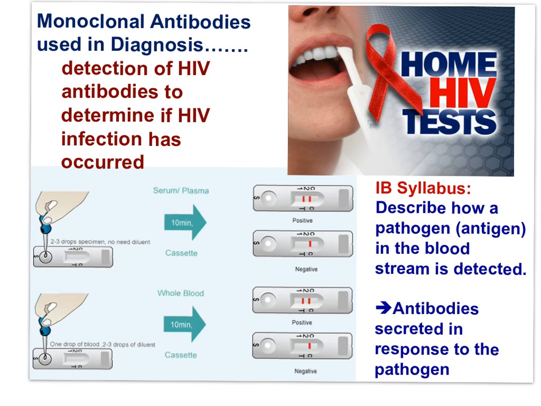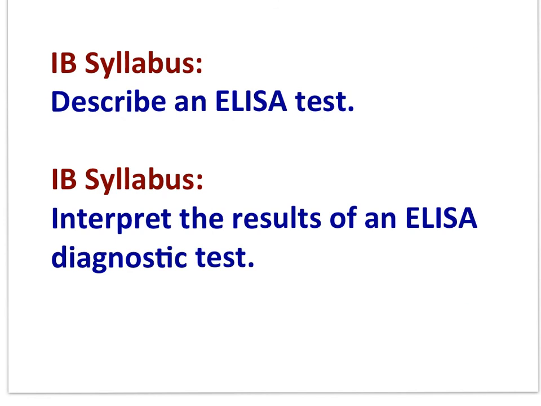And now, I will not cover the design or specific use of monoclonal antibodies in this movie or as a part of option B, but I will cover a similar diagnostic procedure called ELISA. Stay tuned. So that brings us to these IB syllabus statements. Describe an ELISA test. Interpret the results of an ELISA diagnostic test.